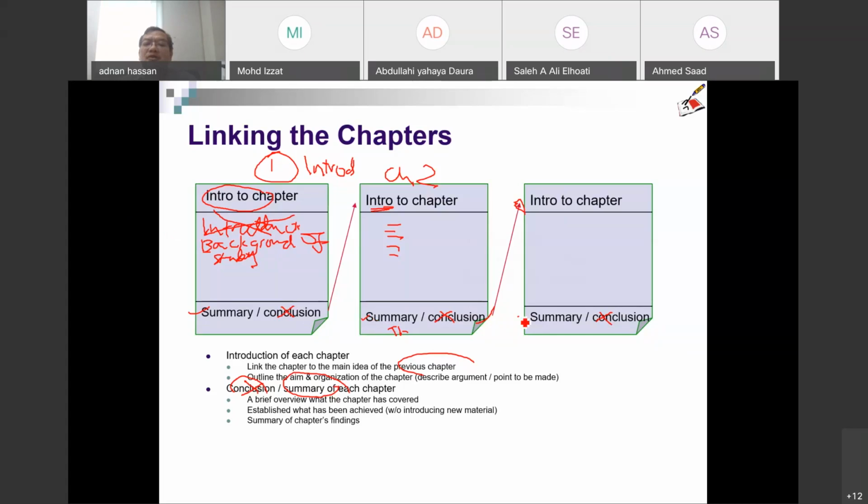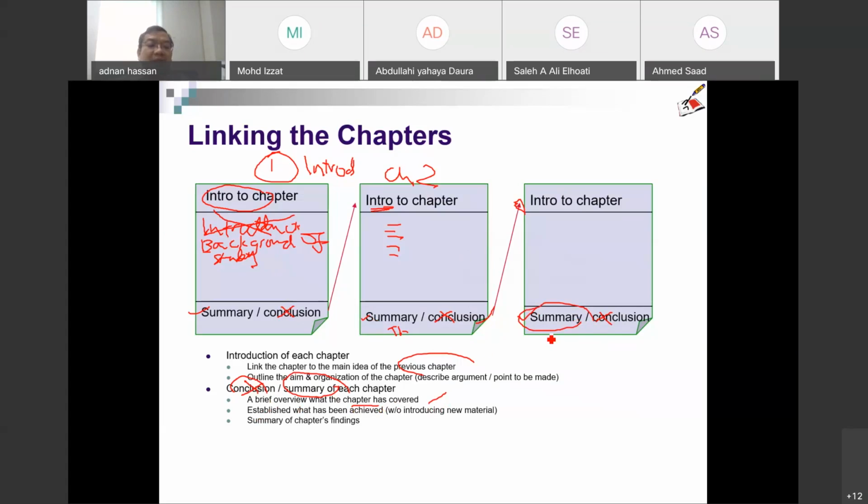A summary should be just one short paragraph. What should be put in that summary? A brief overview of what the chapter has covered, what you have discussed in that chapter. Because a busy person who wants to get the ideas will go to the summary. Make sure your summary is a good summary. Some people put a summary but talk about something else. This is not a good way.